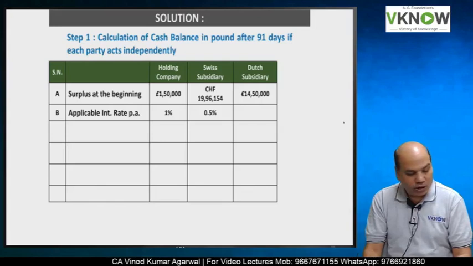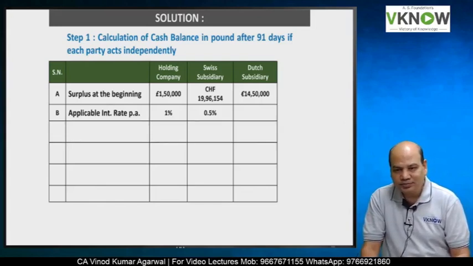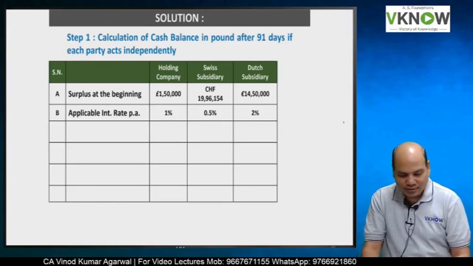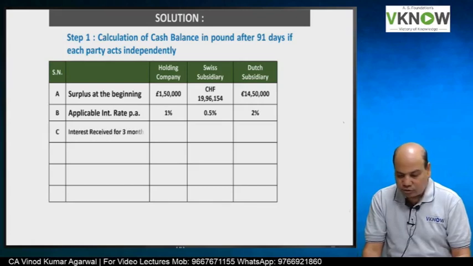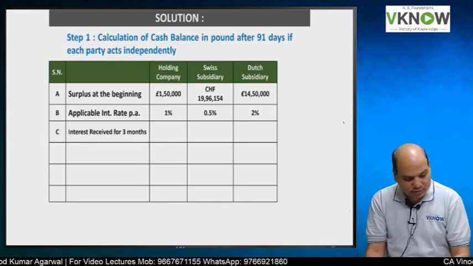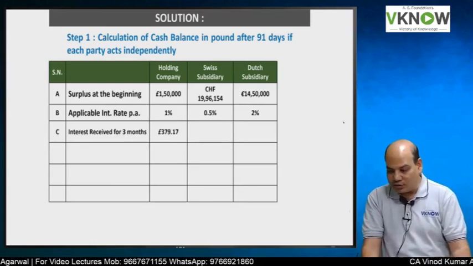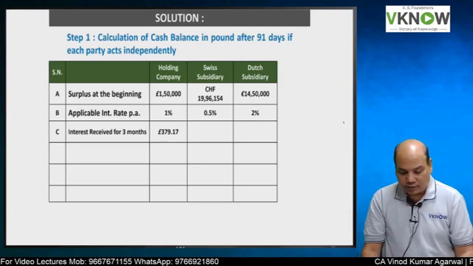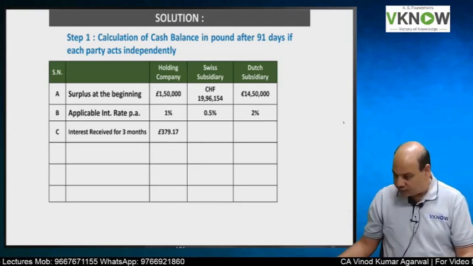Come on, next. Who will answer Dutch subsidiary? 2%. Yes. 14,50,000 will come in the third slab. So 2%. This is just to find out the applicable rate that is given. All figures are not relevant. They are testing your understanding of the question. Now calculate interest for 91 days.